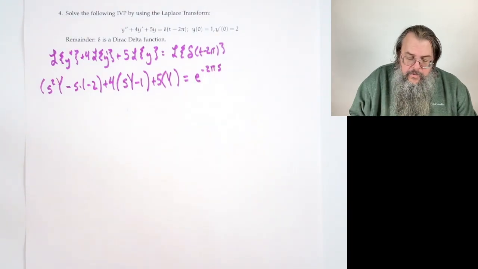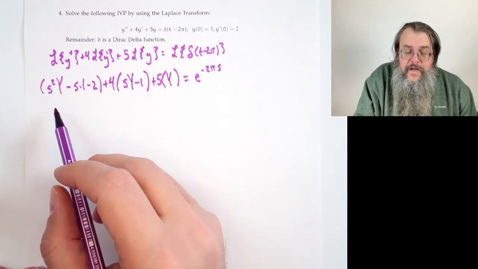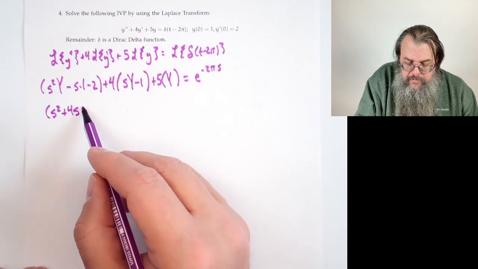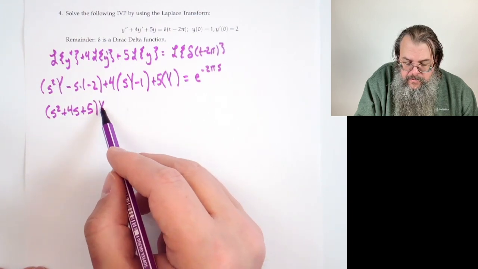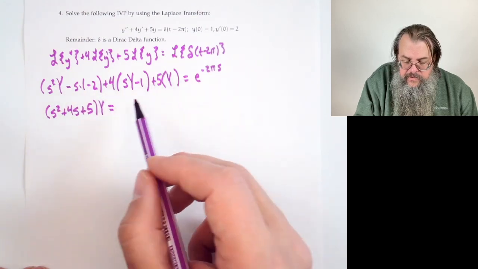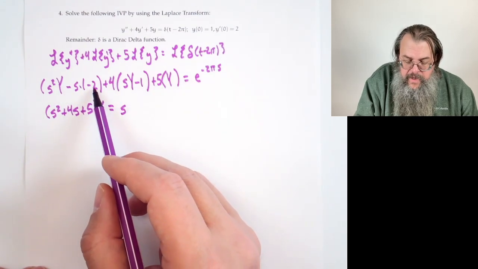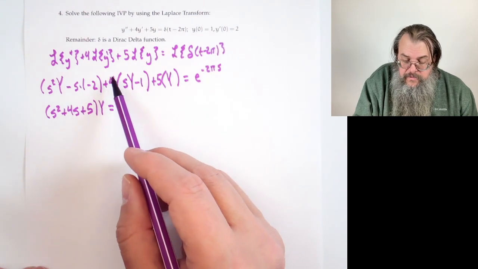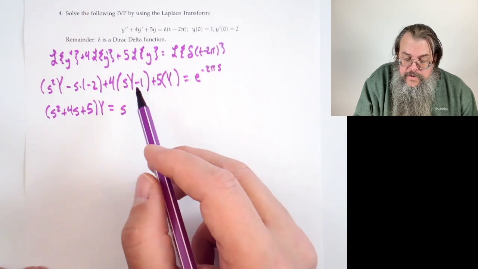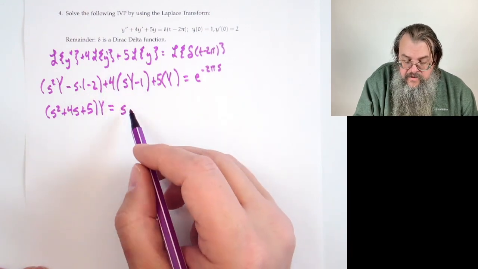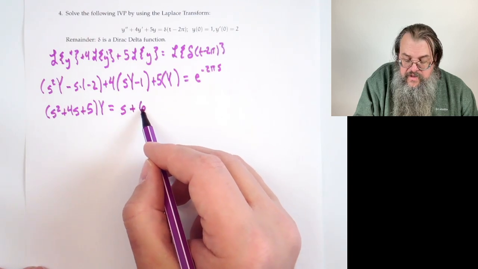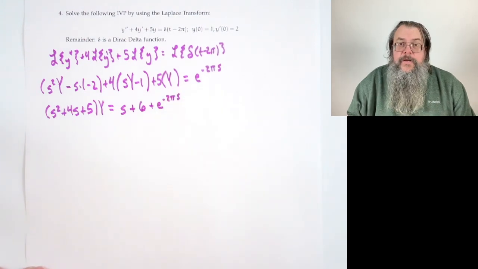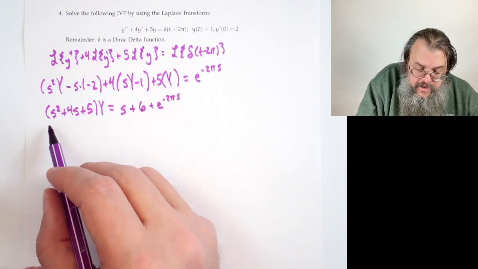Okay, well, we now solve for Y. So we group s squared plus 4s plus 5 times capital Y is equal to, well, the s will come across. Here we have a minus 2. Here we have a minus 4, right? Because the 4 distributes through, which would make it a grand total of minus 6. So it's going to come across as a plus 6. And we don't forget we have an e to the minus 2 pi s.